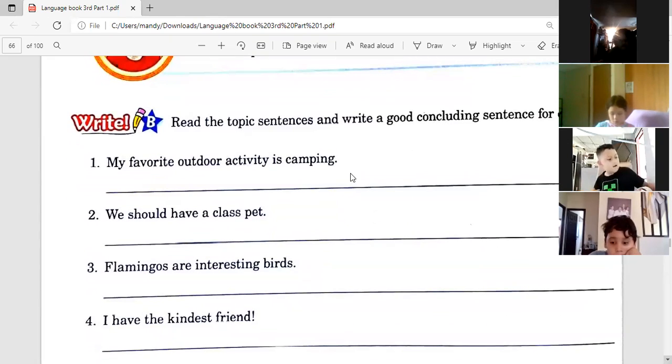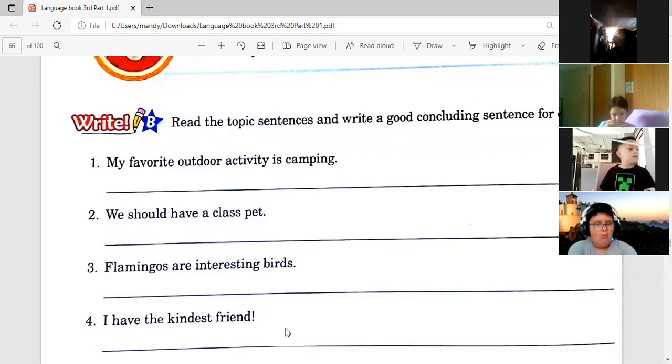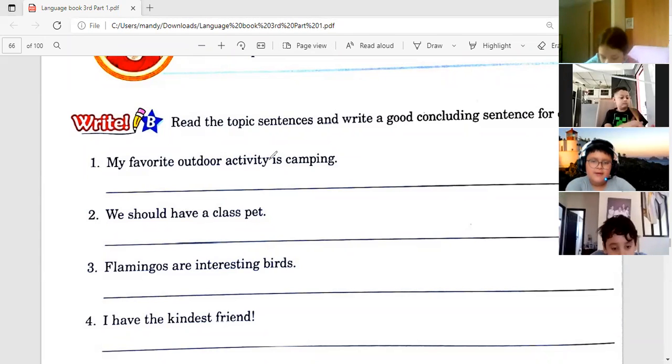Okay, for example, read the topic sentences and write a good concluding sentence for each one. Okay, so we read these four sentences and we try to create a new one for writing the ending. Vamos a crear una para escribirle el final. Yes? Okay, for example, number one, my favorite outdoor activity is camping. Okay. This one is the first sentence. My favorite outdoor activity is camping. What is the activity that we talk about? What is the activity that we mention in that sentence? ¿Qué actividad mencionamos en esta oración?